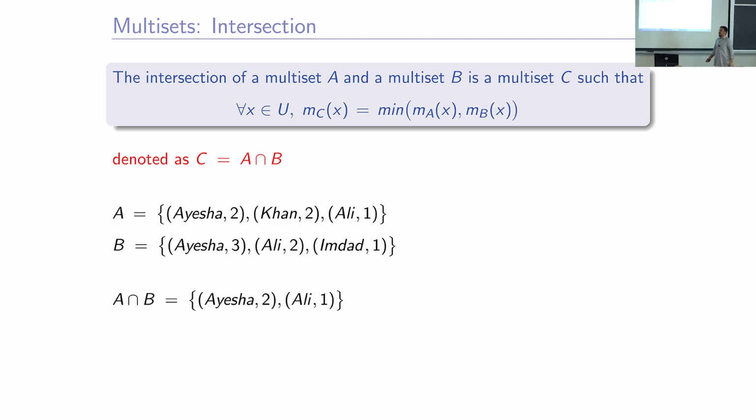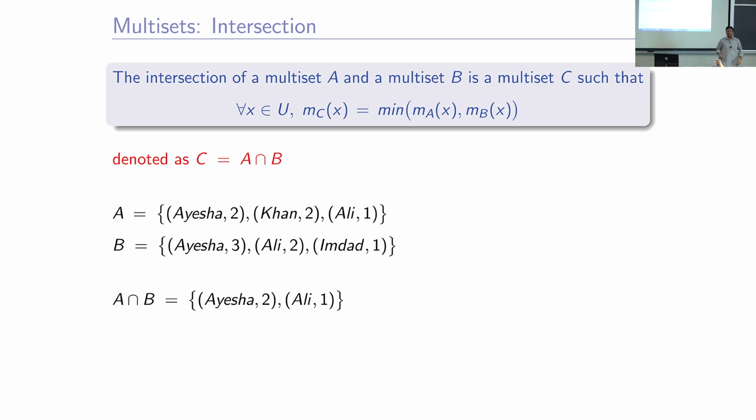Okay. The intersection is exactly the same thing. I take the union of the supports, and then the multiplicity is the minimum of the two. Okay. So what will be A intersection B here? If A and B are these two multisets, Aisha 2, Ali 1, Khan 0, Khan will not appear, the minimum of the two, right? It will be the minimum of 0 and 2. So 0 we don't write, and Imdad we won't write.